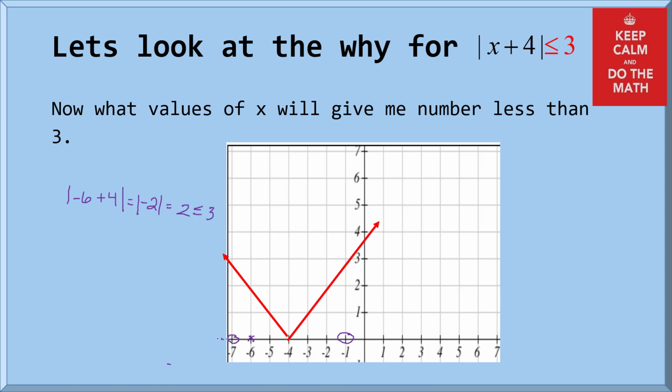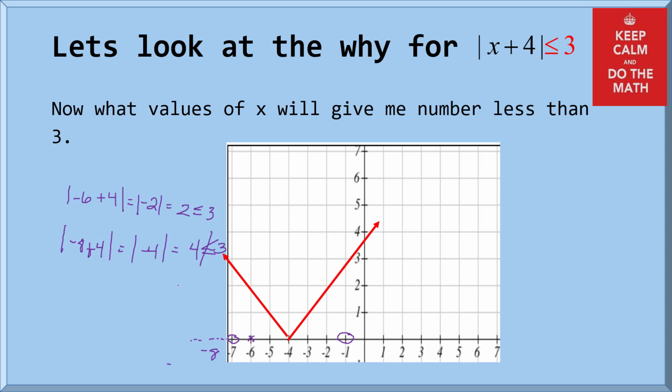Now, if I could extend my graph here and go out to, say, -8, I'm going to plug that one in. So -8 plus 4. Well, that's the absolute value of -4, and the absolute value of -4, of course, is 4. And 4 is definitely not less than or equal to 3. So clearly, I can only go as far as -7 this way, because beyond that, once x is substituted in, it gives me a false statement.